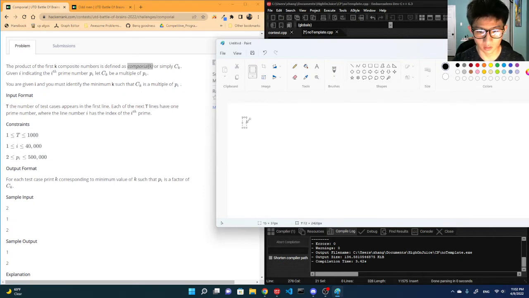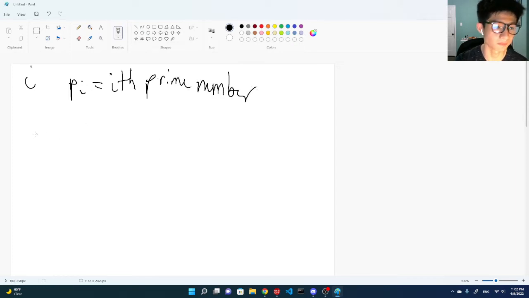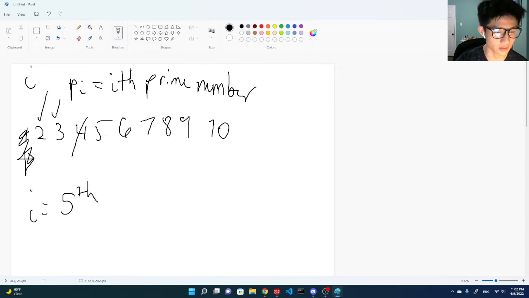And that represents what they want, so what p_i stands for is the ith prime number. For example, the first few prime numbers, let's just write out some. 1, I still don't even know if 1 is a prime number. I'm pretty sure it's a composite. Anyways, 2 is prime, 3 is prime. So if I wanted to find the 5th prime number, 4 is not prime, it's a composite. 5 is prime, 7 is prime.